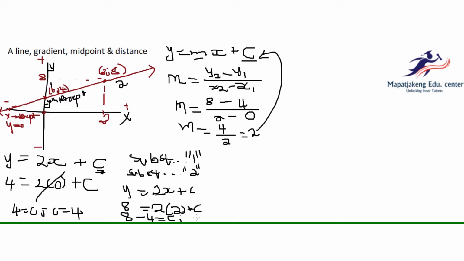As well, this tells us that C is equal to 4. Or you can just say our C is our y value of the y-intercept, which is 4. Then in total, we end up with the equation of this line being y equals 2x, where 2 is our gradient calculated here, plus 4, which is our C. Got it?